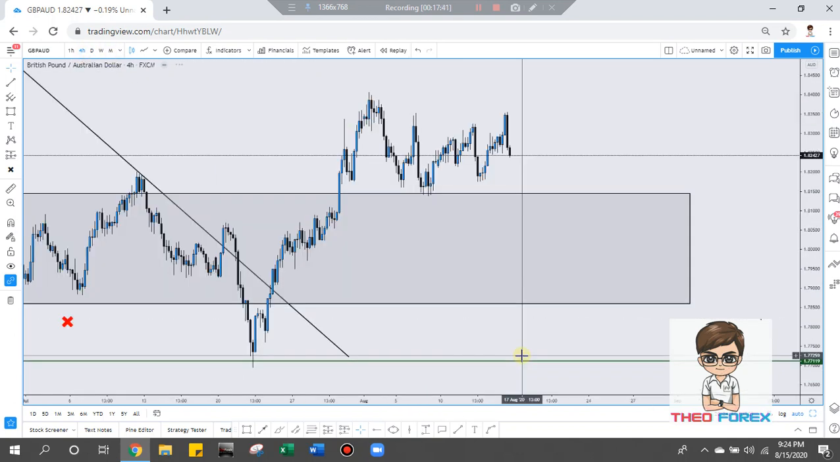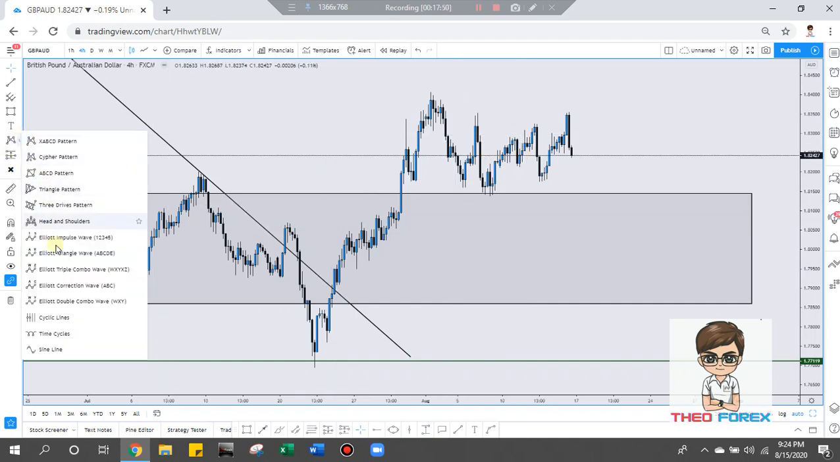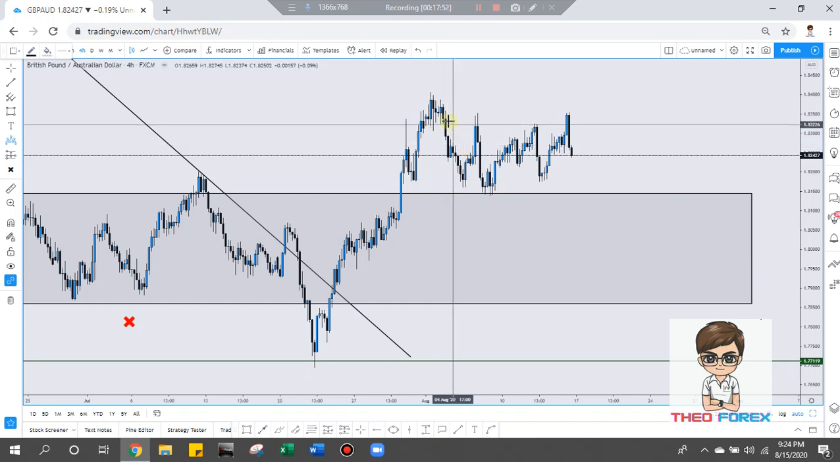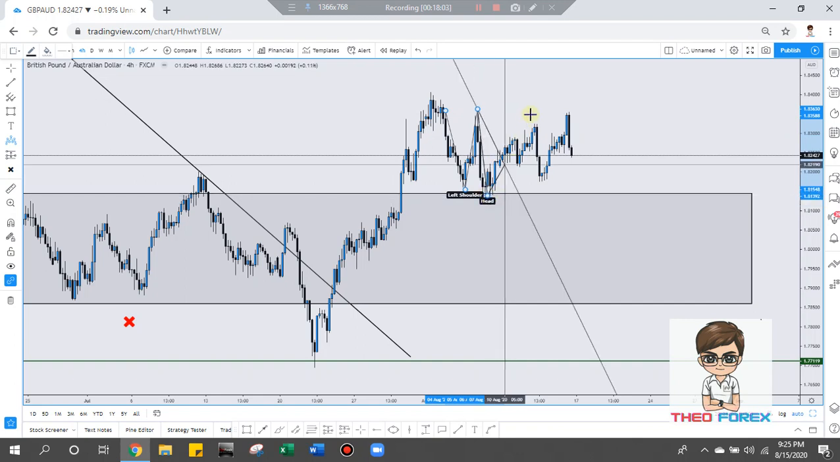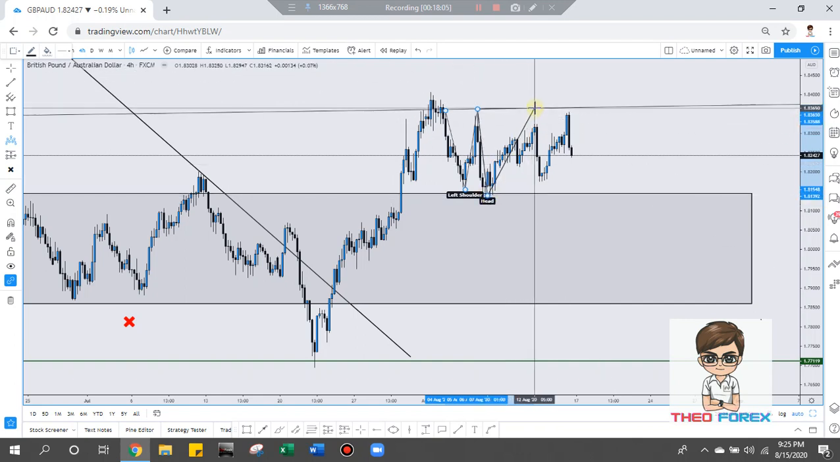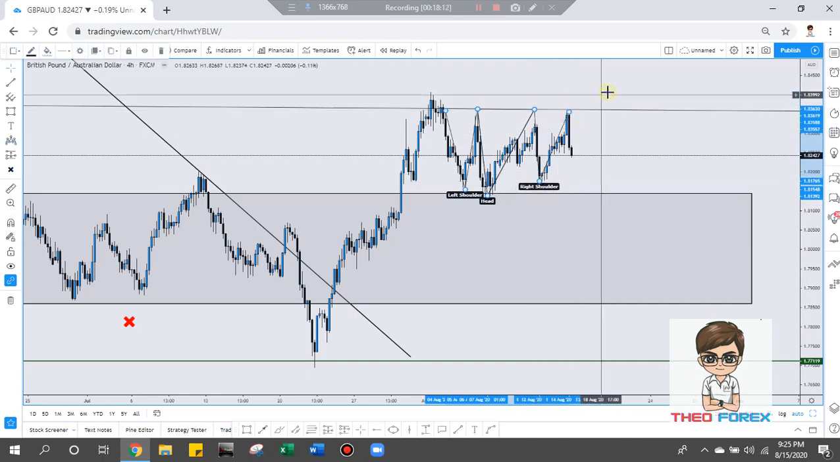What would they look for on the 4 hour time frame? Very simple, chart pattern. On the 4 hour time frame, they would have seen the chart pattern. What chart pattern is that? The head and shoulder pattern. Now they just pick up the head and shoulder tool and just do this. Start with the left shoulder, the head, then the right shoulder, and boom, they have their head and shoulder pattern.